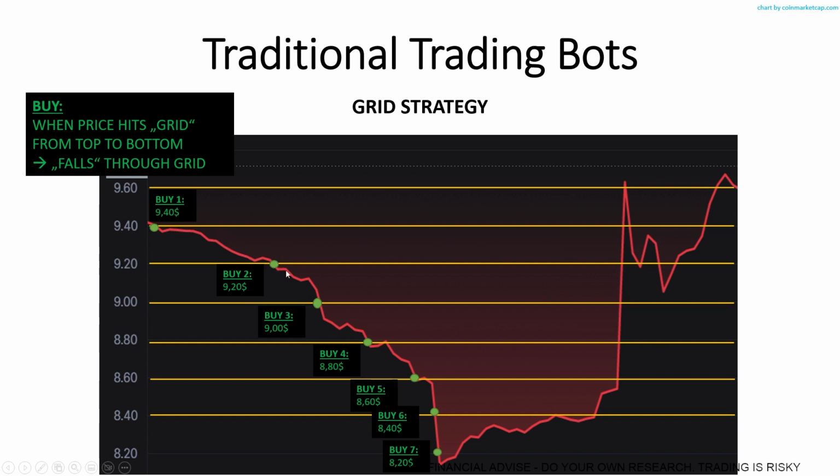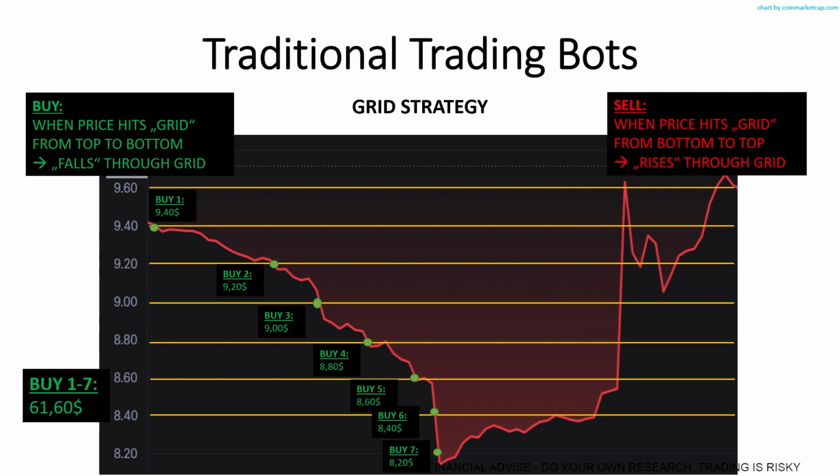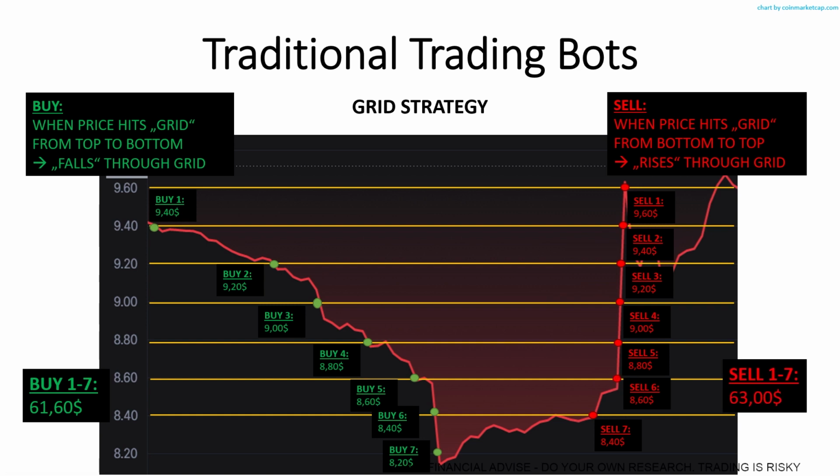Every time we cross a grid, we will buy. Adding all buy orders together, we will have 7 buy orders for a total of $61.60. In a grid strategy, the sell orders are vice versa. So every time we go up through a grid, we will sell. This will also bring us 7 sell orders starting at $8.40, then $8.60, $8.80, $9, all the way up to $9.60. Every time we cross a grid from bottom to top, we will sell. So we will have 7 sell orders for a total of $63.